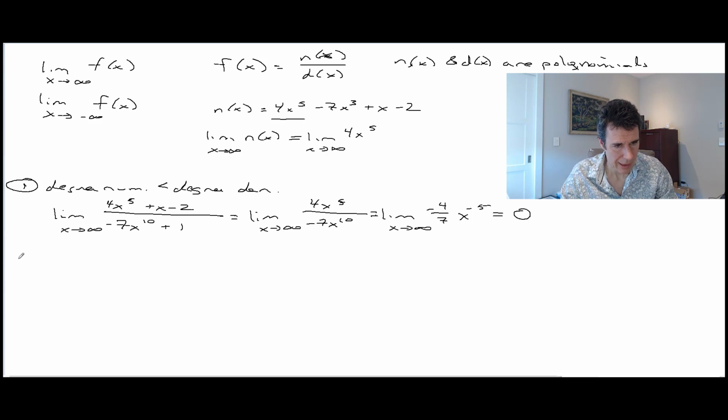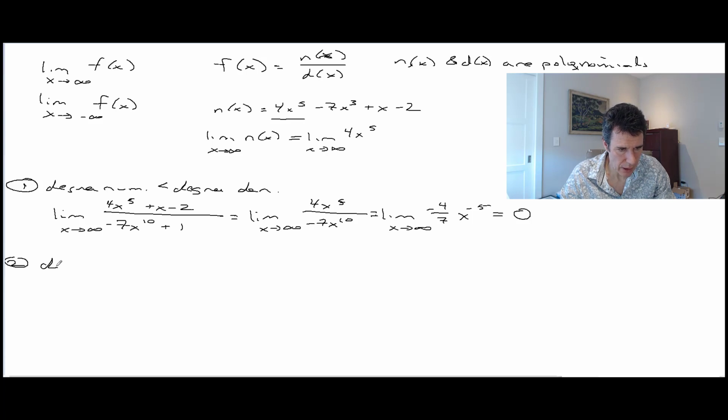Okay. So, and again, the normal way of thinking about this, or one way of thinking about this, is you learn a rule: if the degree of the numerator is less than the degree of the denominator, the limit is 0. Another way to think about that is the denominator gets big much, much faster than the numerator. So 0. Okay, so let's do another one.